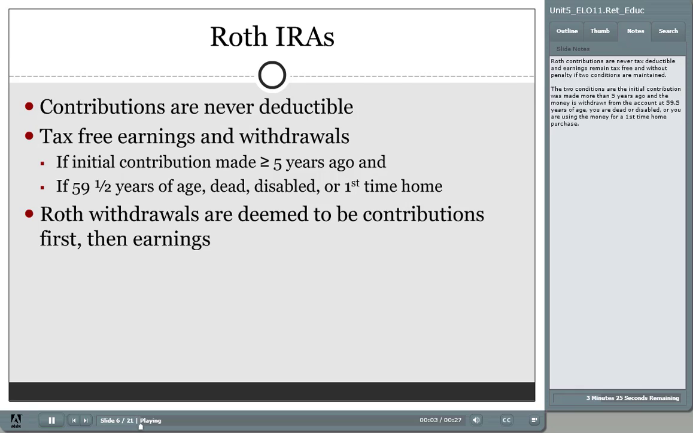Roth contributions are never tax deductible, and earnings remain tax-free and without penalty if two conditions are maintained. The two conditions are the initial contribution was made more than 5 years ago, and the money is withdrawn from the account at 59.5 years of age, you are dead or disabled, or you are using the money for a first-time home purchase.